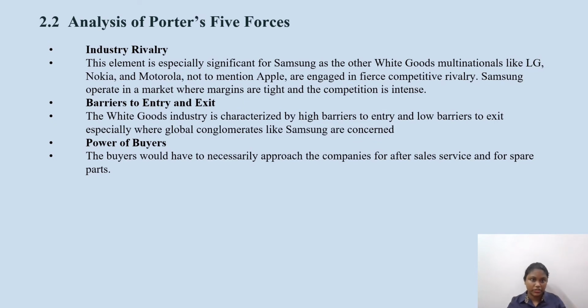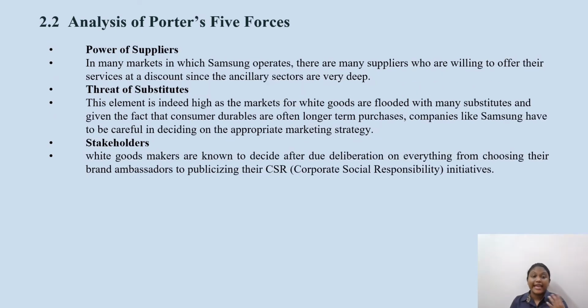Secondly is the barrier to entry and exit. The white goods industry is characterized by high barriers to entry and low barriers to exit, especially where conglomerates like Samsung are concerned globally. Thirdly is the power of buyers. The buyer would have to necessarily approach the companies for after-sales service and for spare parts. Next is the power of suppliers.